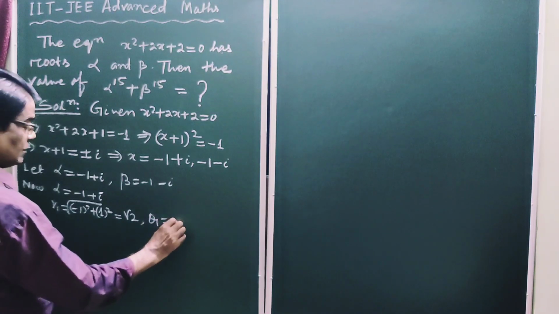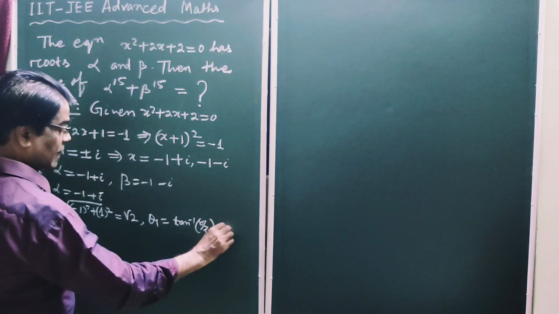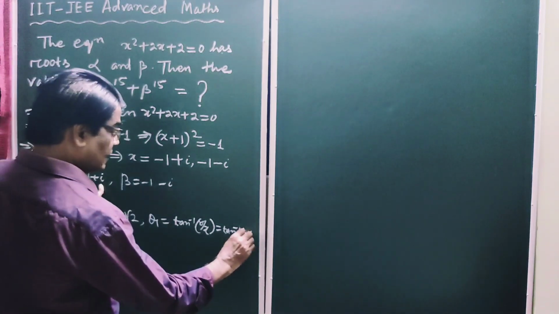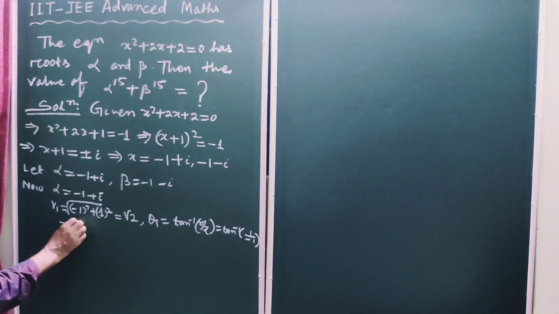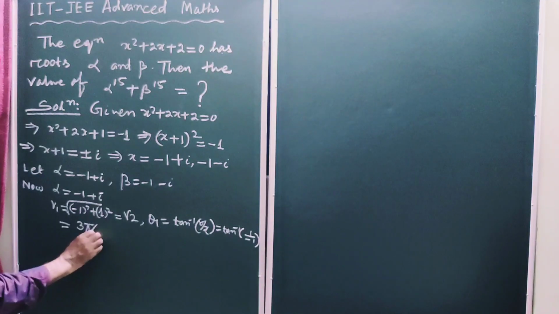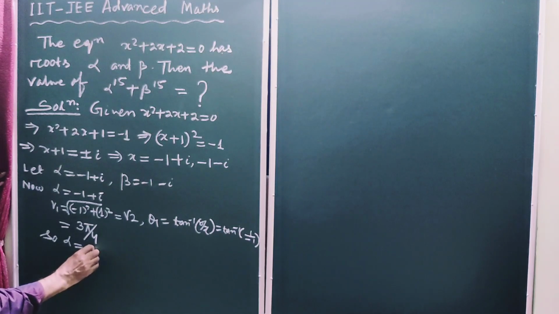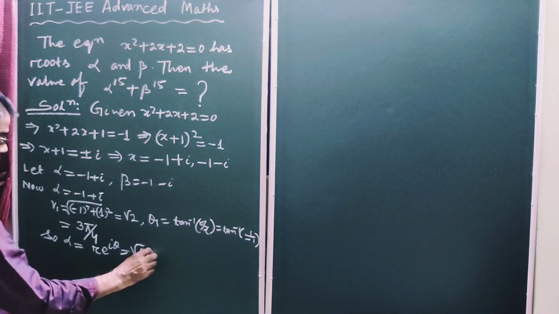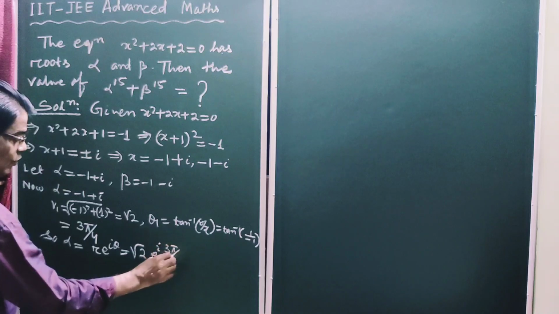Theta 1 is equal to tan inverse y by x. So this is equal to tan inverse, where y is plus 1 and x is minus 1. So this is equal to 3 pi by 4. So alpha is equal to r e to the power i theta. Here r means root 2, and this is e to the power i, theta is 3 pi by 4.